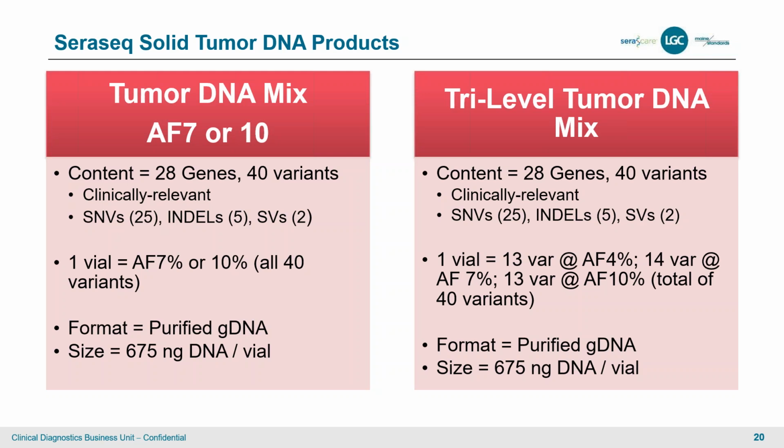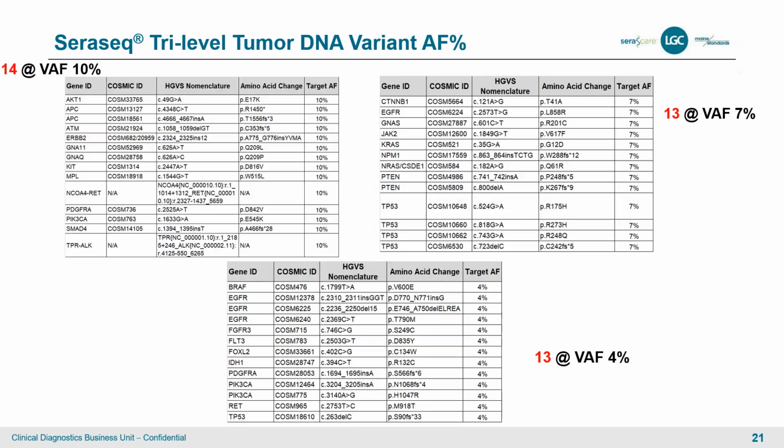And these are all provided in a single vial. Or we've also done a tri-level tumor mix. These are 40 variants now that are very selectively done in 3 different frequencies. 13 variants at 4%, 13 at 10%. Again, you'll have a really good sense of what's going on in your assay with a single product, 40 variants. These are all the variants, right? And again, you can look up this information on our website as well.